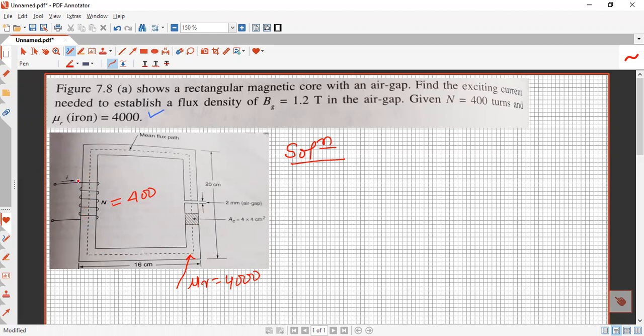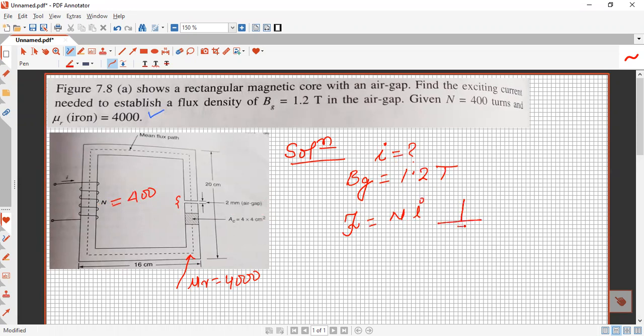So we are asked to find the value of current needed to establish this flux density in this air gap. This is the air gap. What is the value of current? This current we have to find out so that the flux density in the air gap becomes 1.2 Tesla. So we have to find the value of I. First of all, we can replace the number of turns: number of turns multiplied by current is called MMF.